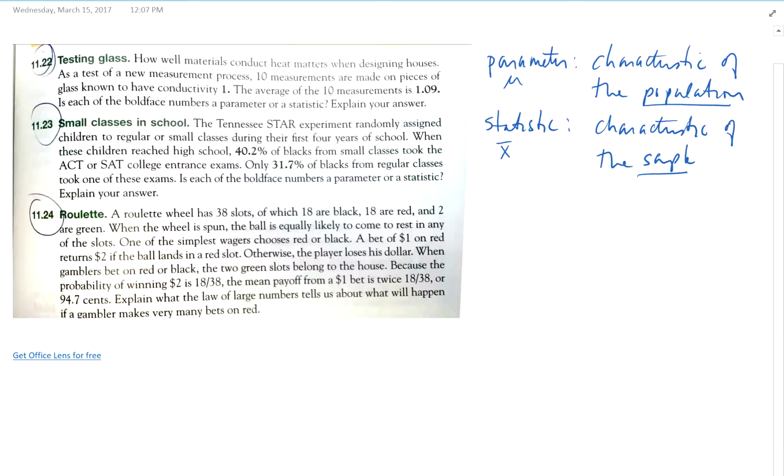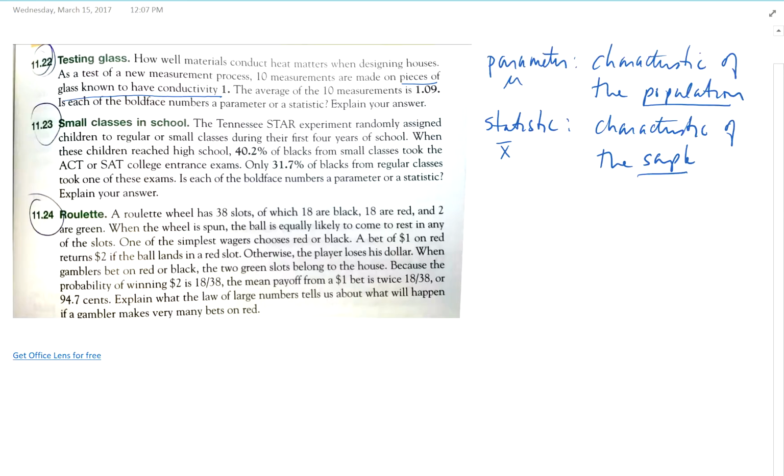Okay, for 22, how well materials conduct heat matters when designing houses. As a test on new measurement processes, 10 measurements are made on pieces of glass known to have conductivity 1. The average of 10 measurements is 1.09. Is each of the bold-faced numbers a parameter or statistic?